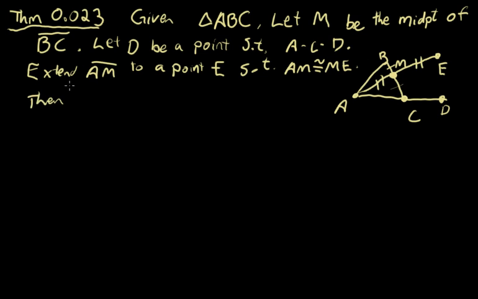Then this is the conclusion part of the theorem. E is an element of the interior of angle BCD. Alright, so the proof of this. Actually, let's not go with a proof yet. Let's call it pre-proof.